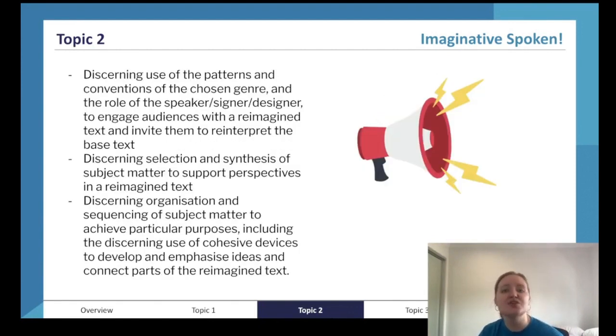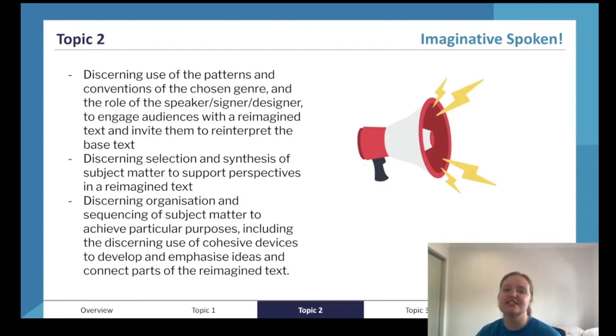All right, discerning use of the patterns and conventions of the chosen genre and the role of the speaker, signer, or designer to engage audiences with a reimagined text and invite them to reinterpret the base text. So be really thinking clearly about the genre that you choose for your original story, and be thinking about who you are as the speaker, signer, or designer, and how you are going to take on the role of author, the powers that be, to create new interpretations of the text.